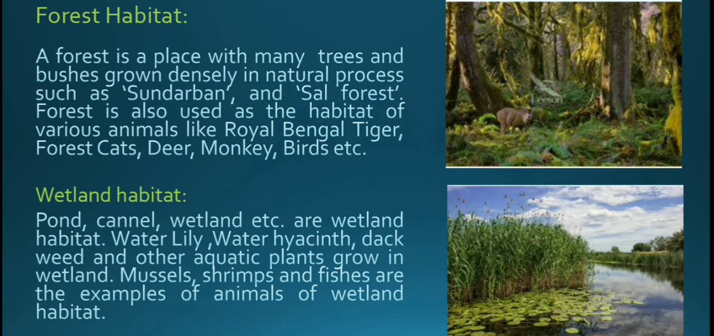Here is also a new word, aquatic. Do you know what it means? It means relating to water. That is called aquatic. Mussels, shrimps and fishes are examples of the animals of wetland habitat. So what are the animals in wetland habitat? Mussels, shrimps and fishes. Clear?